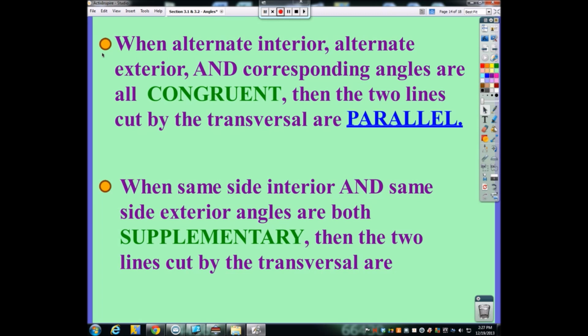And when we have this congruence relationship present with these three types of angles, we have parallel lines present. And when same side interior and same side exterior angles add up to be 180 and they're supplementary, then there's something special going on with our lines. They are in fact parallel. Okay? So now we're going to start doing problems where maybe the lines aren't marked parallel, but we will have information to conclude that they must be parallel, and we can mark them as being parallel.